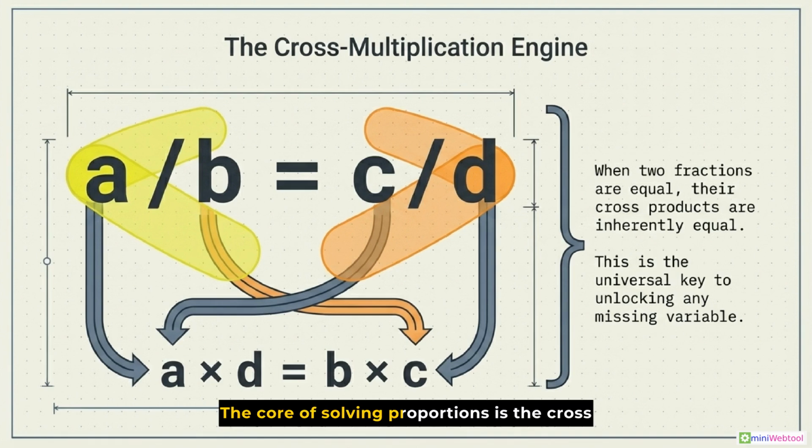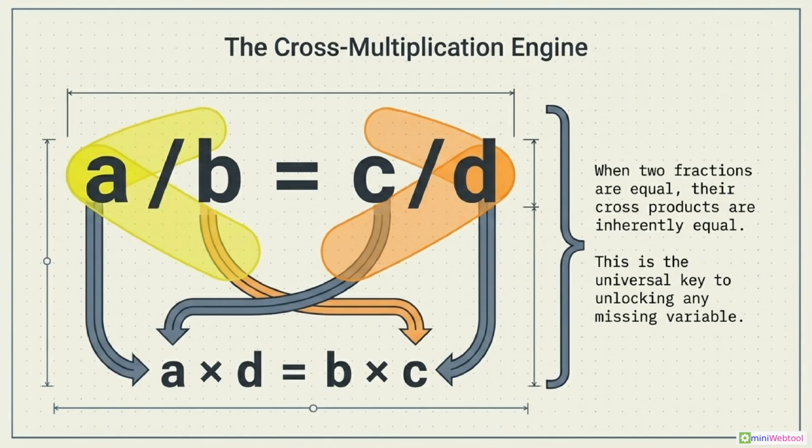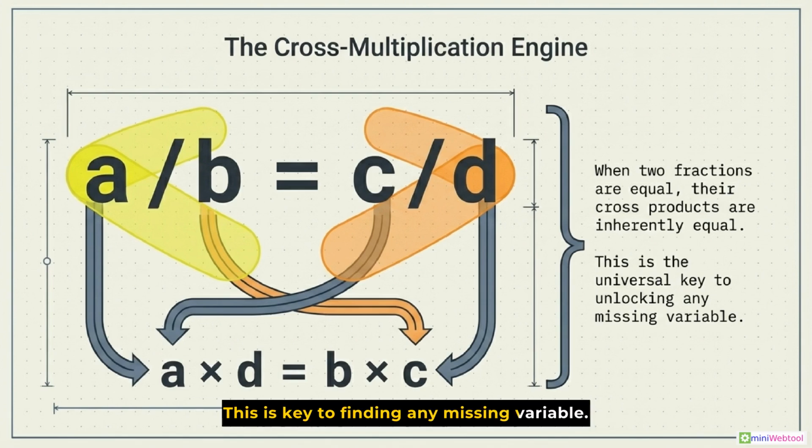The core of solving proportions is the cross-multiplication engine. When two fractions are equal, their cross products are also equal, meaning A times D equals B times C. This is key to finding any missing variable.